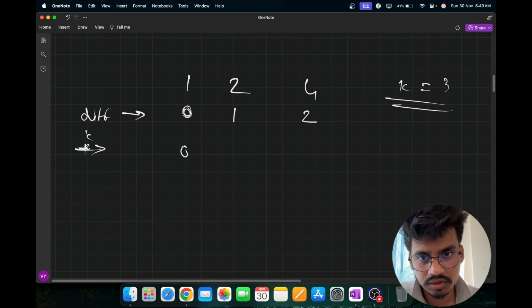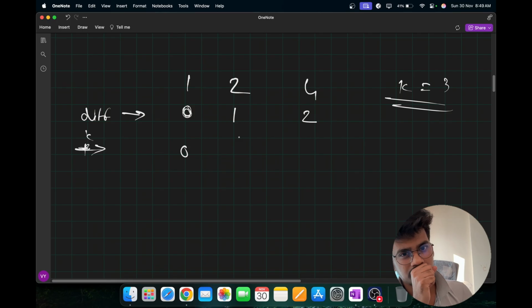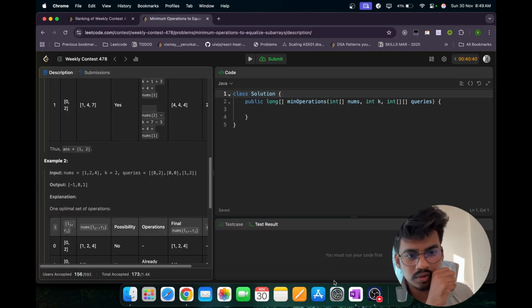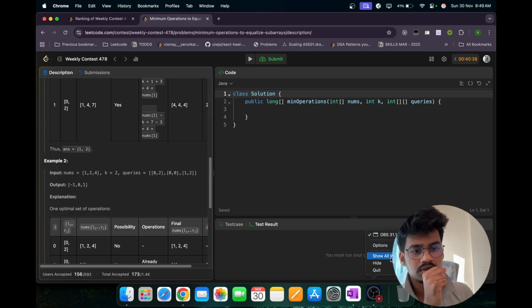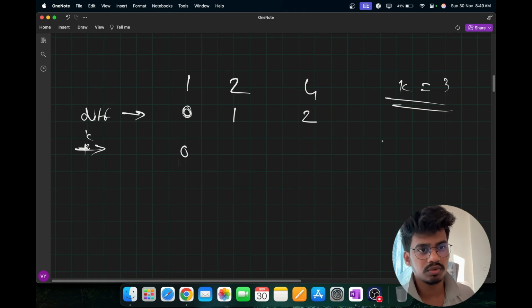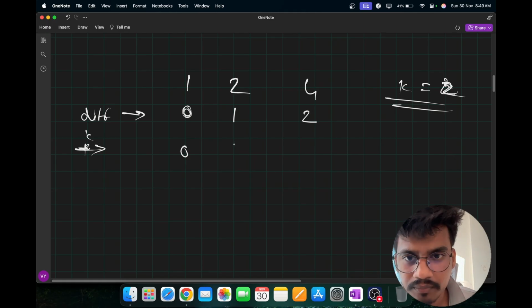So here it is 0, 1 by k, 1 to 4. It is the same, right? 1 to 4. Okay, k is just equal to 2. So here we'll divide it by 2, the remainder is still 1. We'll divide this by 2, remainder is 0.